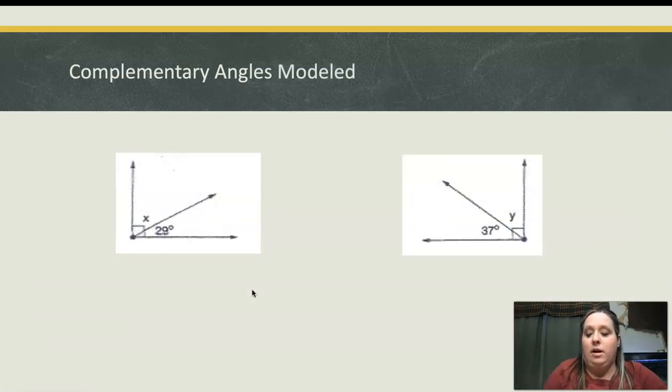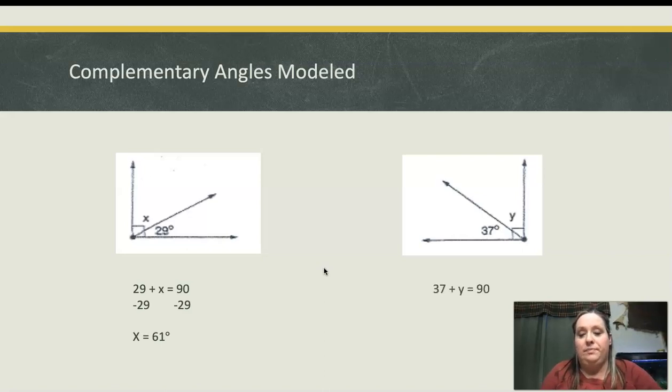So here I did some modeling for you just to show you some ways to solve for x. We know that these are 90, this one's 29, so if we set them equal to 90, we can do a one-step, very simple equation, subtraction on both sides, and find that our x is 61. I realize we may be able to do this in our head too, but for right now I'm just showing you the algebraic way to think about it. Same thing with this one, very simple subtraction, and y is 53 degrees.